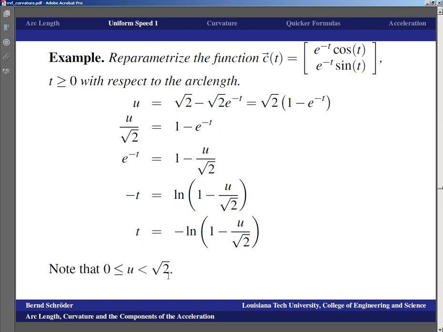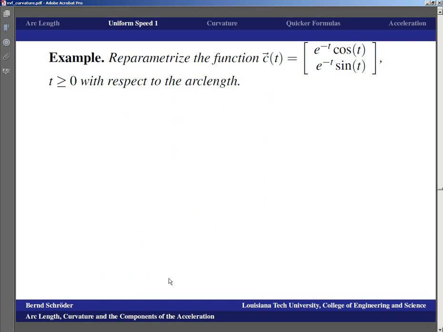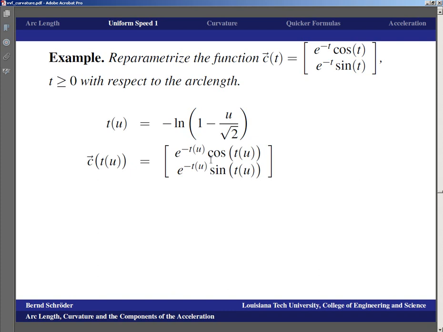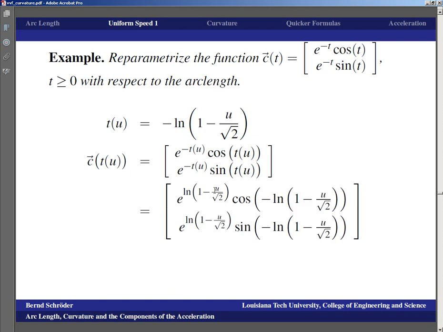Now we just, okay, so u goes from 0 to root 2, and now we just have to put that in, and we get t of u being negative ln of 1 minus u over root 2. We had computed that, so c of t of u will be e to the negative t of u cosine t of u, e to the negative t of u sine t of u, and if we plug that in, we get e to the ln of, well, the minus signs go away, right?